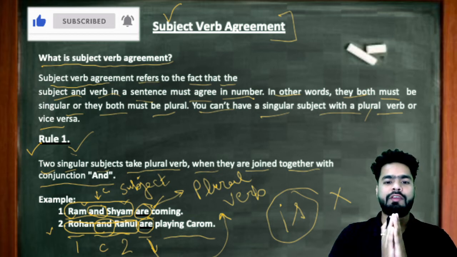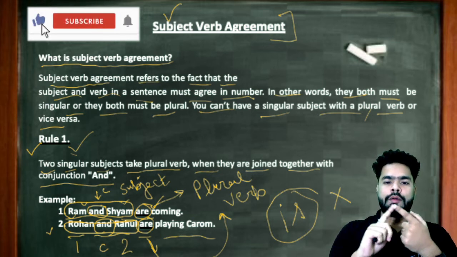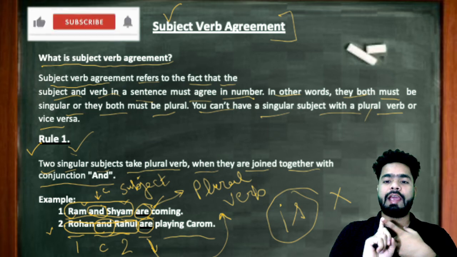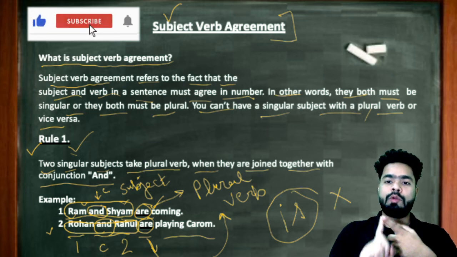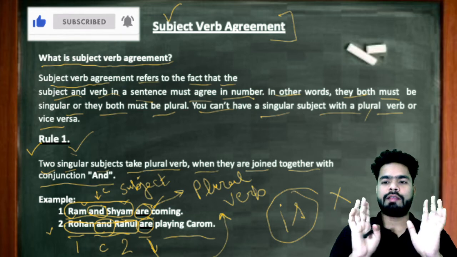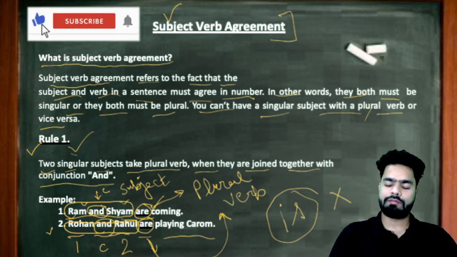Again I am revising. When two singular subjects are joined together with the conjunction and, they are counted as a plural subject, and since they are a plural subject, they will always take the plural verb, that is are over here.